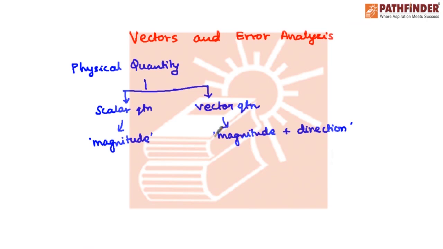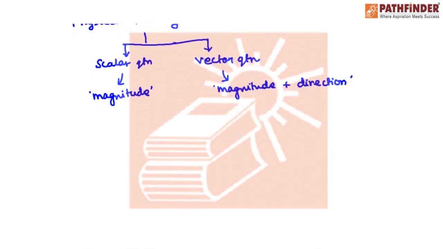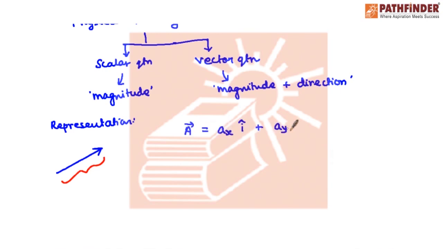So when we talk about the representation of a vector, a vector is represented in this format by drawing an arrowhead. This is the graphical representation where the length of this arrow gives us the magnitude and the direction in which it is pointing gives us the direction of the vector. And in algebraic expression we write the vector as A vector = ax i cap + ay j cap + az k cap, which implies ax along the x axis, ay along the y axis, az along the z axis, and we write the magnitude of the vector as the square root of ax square plus ay square plus az square.